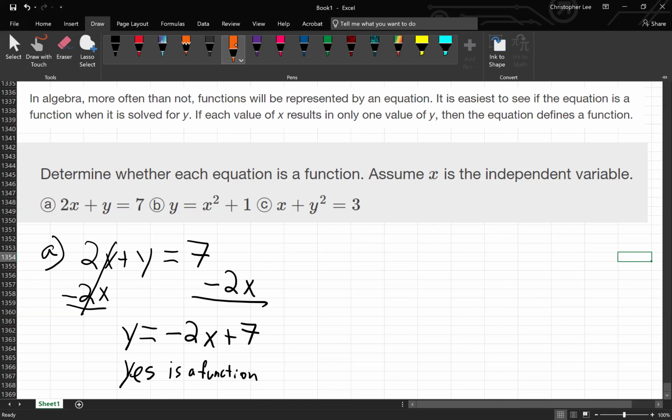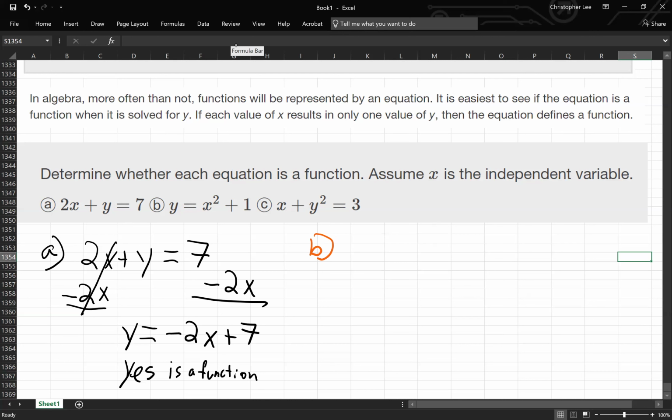Let's look at B. B says y equals x squared plus 1, right? Can I solve for y in this? Yes, so this is a function.